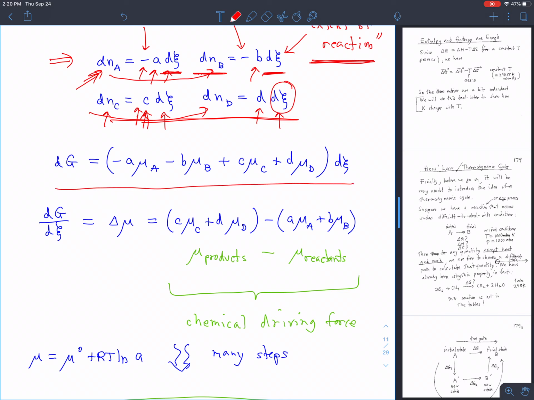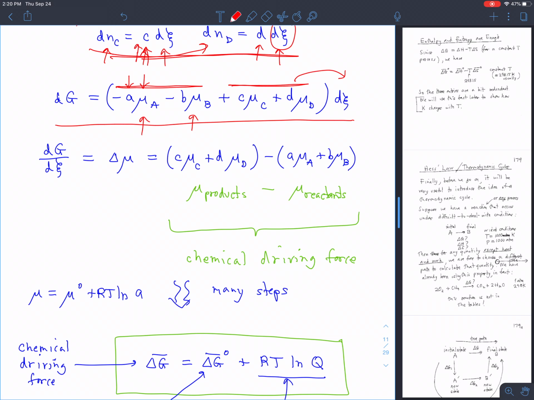If we plug those relationships up into here for dG, then we get this relationship. Now this extent of reaction has factored out of all four terms, and we're left with only the stoichiometric coefficients times the chemical potentials for each of the species. Notice minus signs for the reactants, plus signs for the products. So we're going to get products minus reactants kinds of stuff going on here. If we rearrange that a little bit, I divide through by dξ here, so I get dG/dξ. This is just a name I'm giving it now. I'm going to call that delta mu.